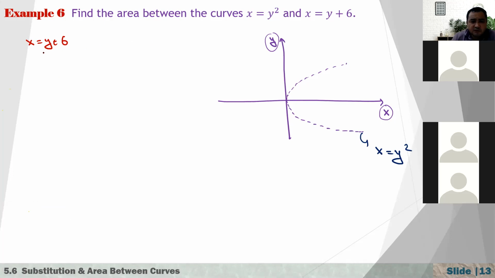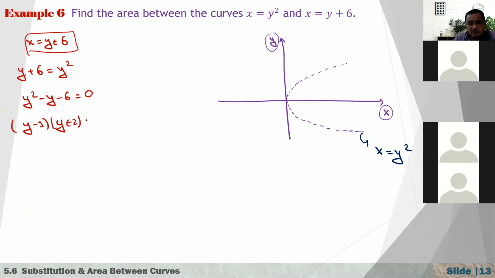Anyway, another way is, let's just find where they intersect each other. To find this, we need to solve this equation: y plus 6 is equal to y squared. So from here, y squared minus y minus 6 is equal to 0. So (y minus 3)(y plus 2) is equal to 0. So at y equals 3 and y equals negative 2, they intersect each other. If y equals negative 2, it is somewhere here, and y equals 3 is here. So they are intersecting each other here, like this.